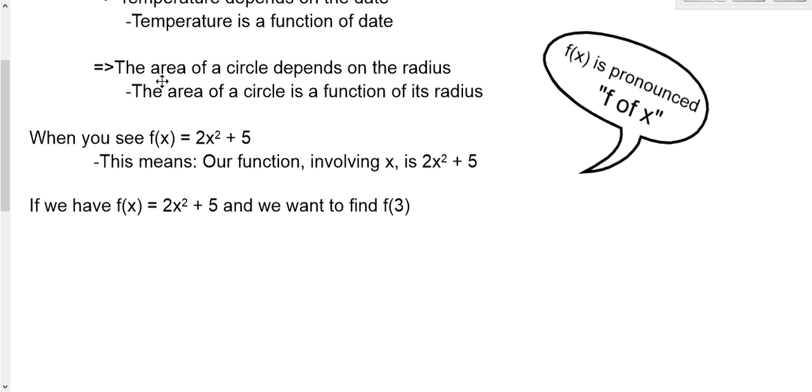Another example, the area of a circle depends on the radius, so we would say that the area of a circle is a function of its radius.